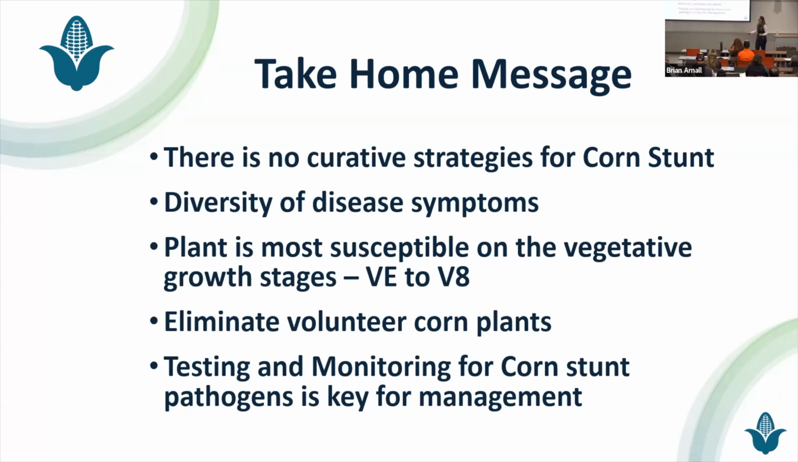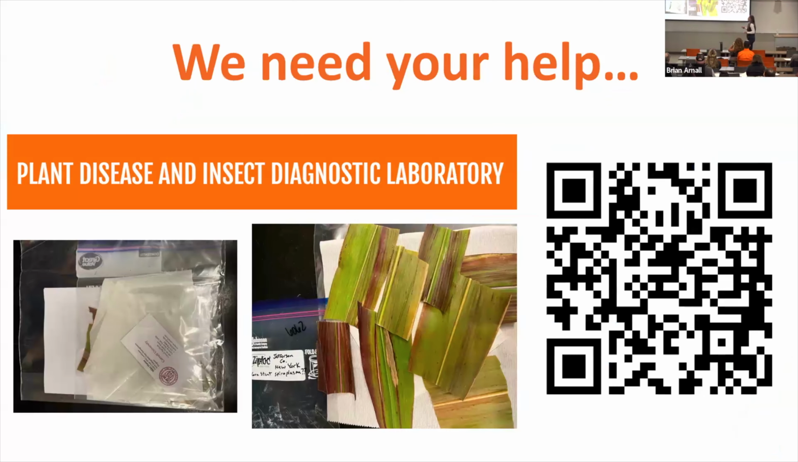We need to eliminate volunteer corn plants because the pathogens can survive in them and serve as a source of inoculum for the next season. And we need to test and monitor corn stunt pathogens. It will be key for management because we need to know what pathogens are involved here in the United States, as this is going to be key for companies to start to breed hybrids that are resistant to this disease. And we need your help.